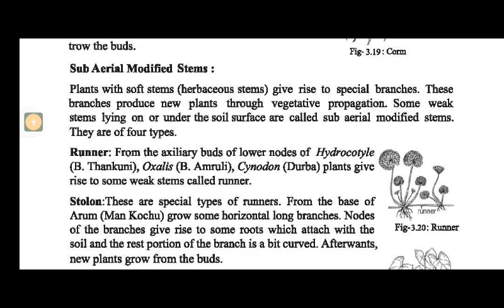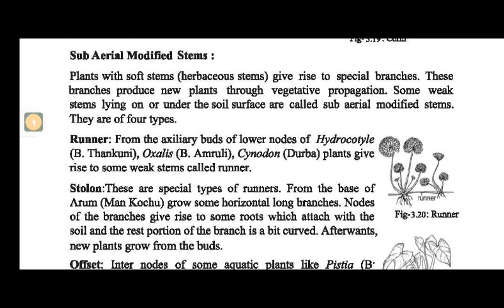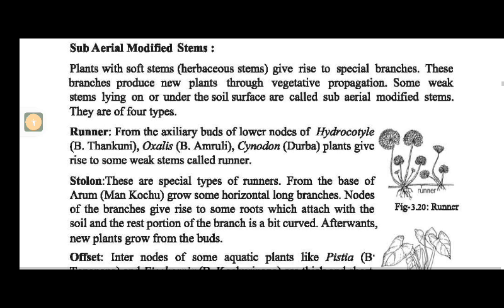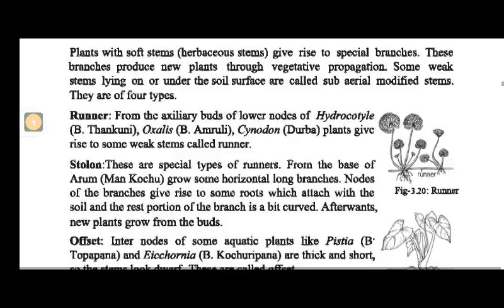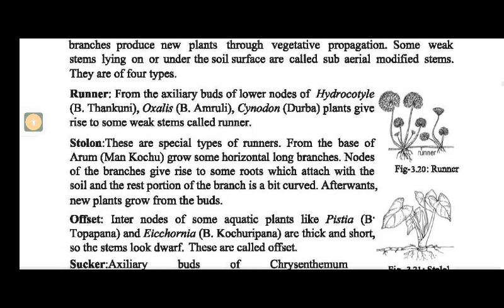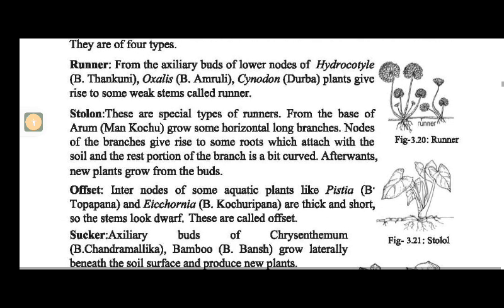Subaerial modified stems. Plants with soft, herbaceous stems give rise to special branches. These branches produce new plants through vegetative propagation. Some weak stems lying on or under the soil surface are called subaerial modified stems, and they are of four types. Runner. From the axillary bud of the lower nodes of Hydrocotyle and Cynodon, the plant gives rise to some weak stems called runners.